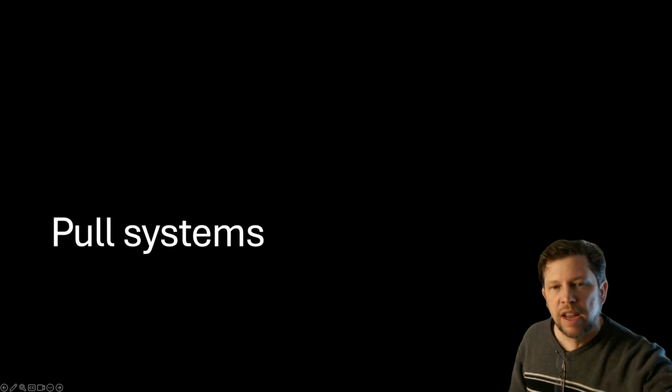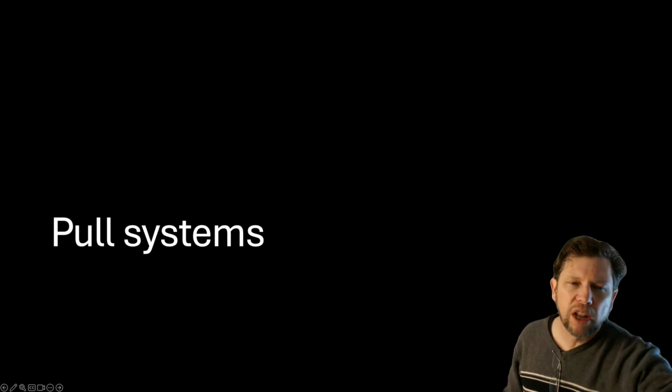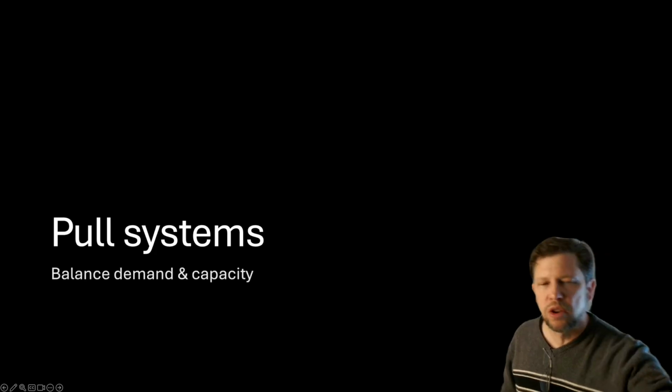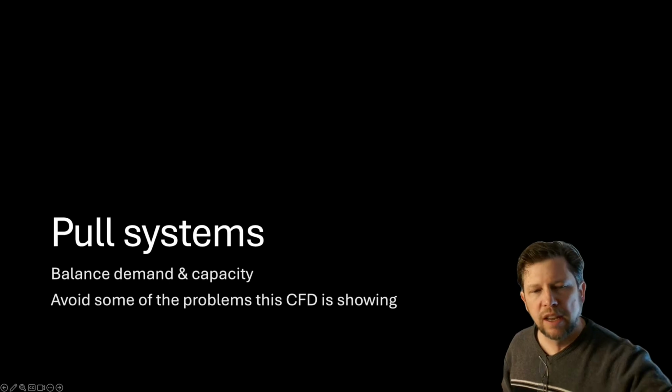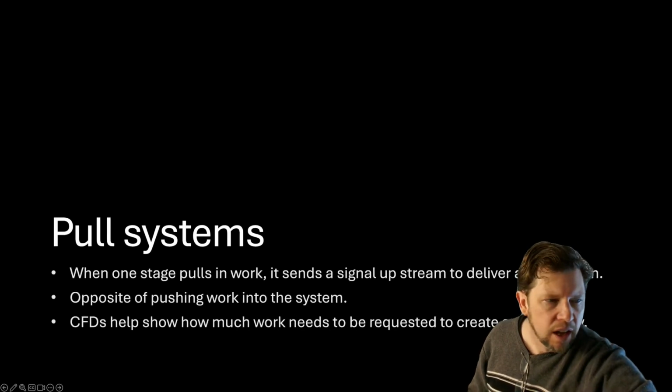Okay, so one thing to think about with this, and this is a whole other thing, I probably should do the Kanban talk again, but in thinking of pull systems, they will solve a lot of these things, or at least make it easier to see what's going on. So pull systems allow you to balance the demand and the capacity. So it avoids some of the problems that this CFD is showing, or it causes the pain in other ways that makes it easier to correct.